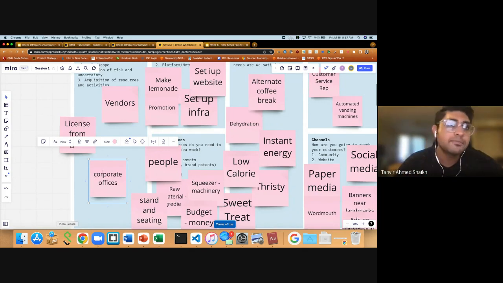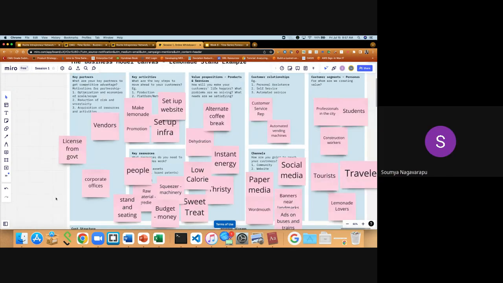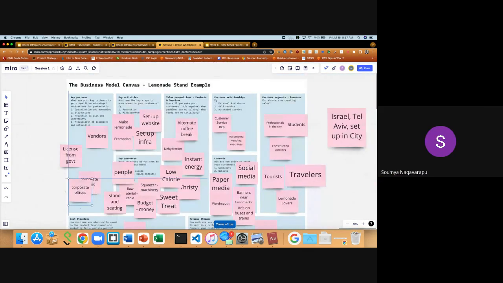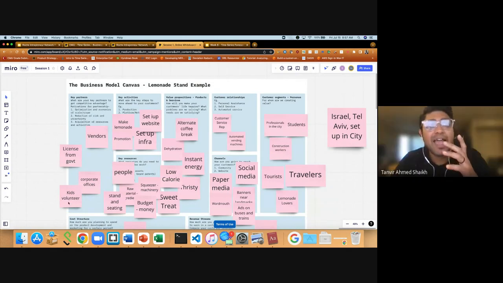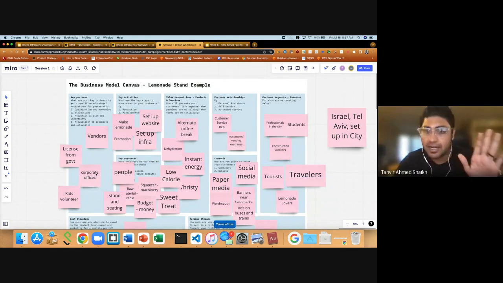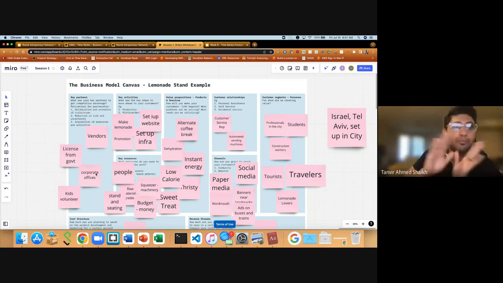And what were you saying, Samia? Like generally, kids volunteer, right? You can tie up with schools for the volunteers. Maybe. I don't know how it works in Tel Aviv. But yeah, definitely. This is something that we can try, right? Awesome. So we put all this.